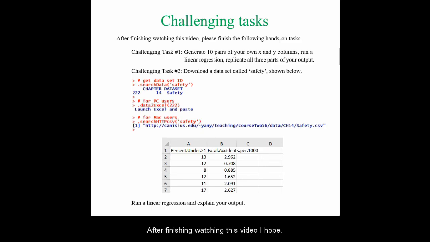After finishing watching this video, I hope you can try the following 2 hands-on tasks on your own. Challenging task number 1: generate 10 pairs of your own X and Y columns. Of course, you can try 15 or 20 pairs. Run a linear regression, replicate all 3 parts of your output, like F statistics, test whether, and adjusted R² and R². Challenging task number 2: download a dataset called safety.